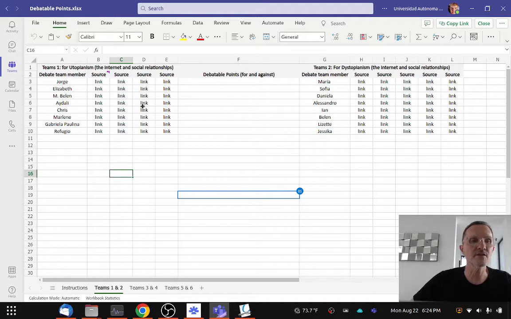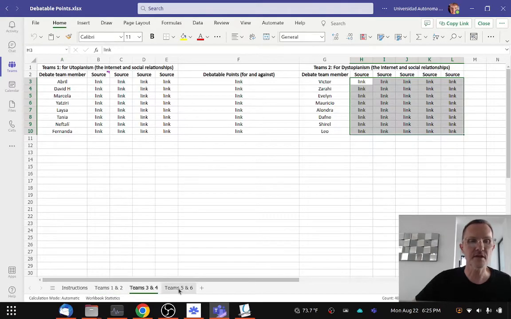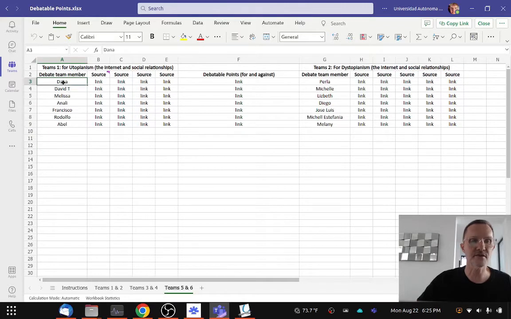Now, the way that this will work is you'll notice that each team has anywhere from 7 to 8 members. 1, 2, 3, 4, 5, 6, 7, 8. All right, so I think teams 1 through 4 have 8 members, and I think teams 5 and 6 have 7.